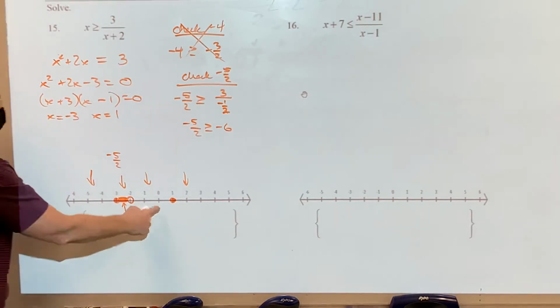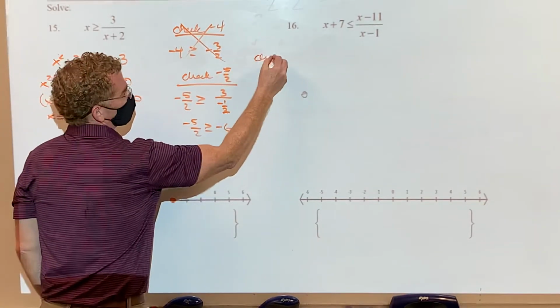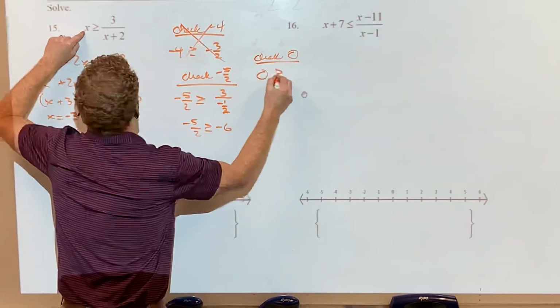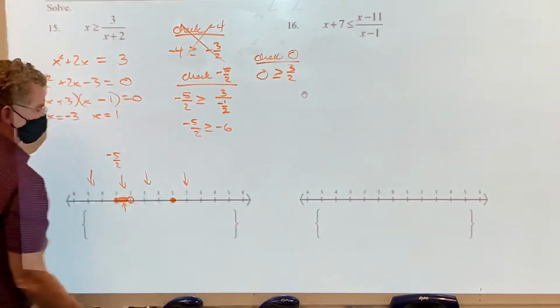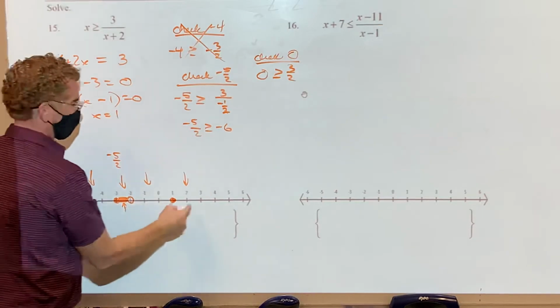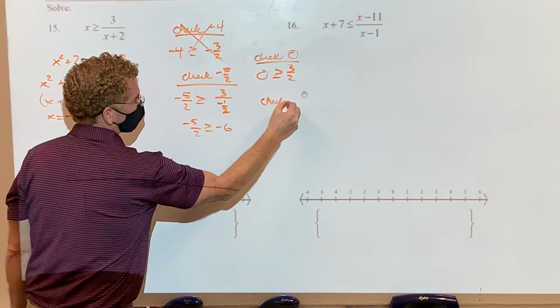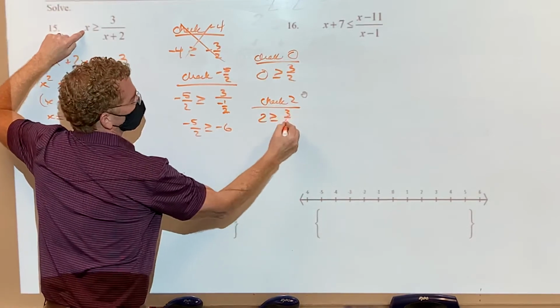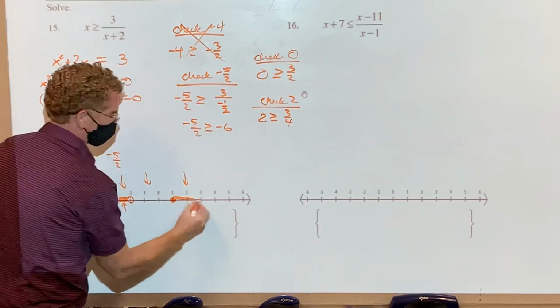And then checking a 0 will be easy for me, right? I plug a 0 in there, I get 0 bigger than or equal to 3 halves. Is that true? Don't shade. And then checking something like 2: is 2 bigger than or equal to 3/4? Yes.